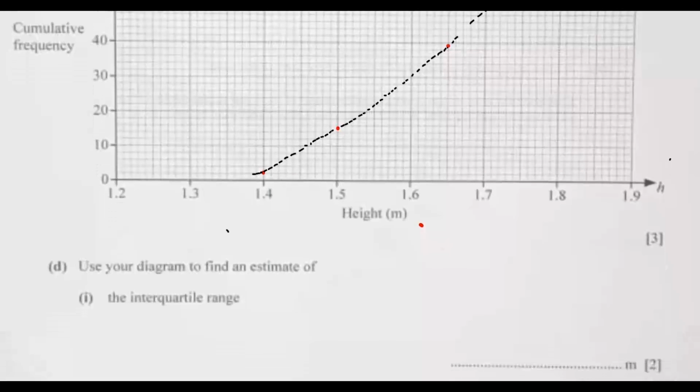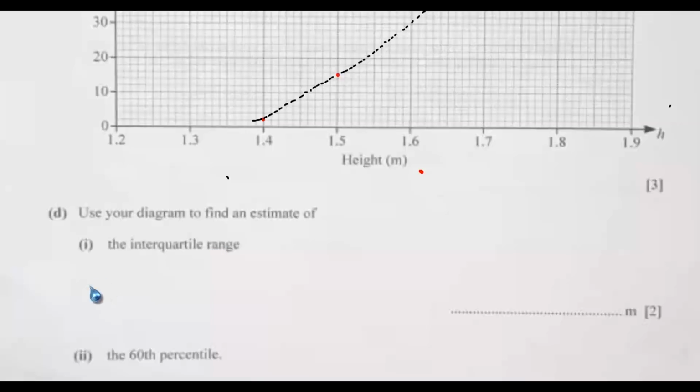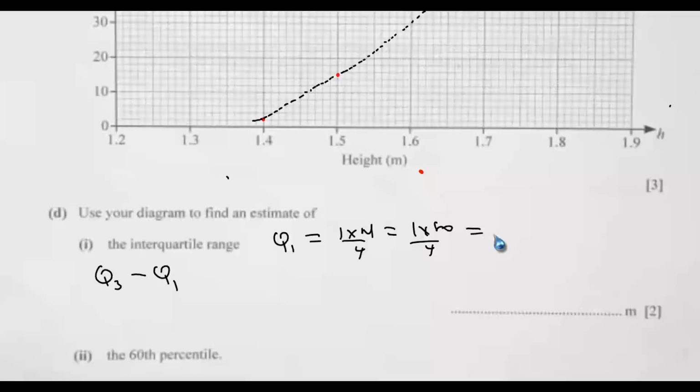Use your diagram to find an estimate of the interquartile range. So the interquartile range will be Q3 minus Q1. Q3 is the upper quartile and Q1 is the lower quartile. To get Q1, the position of the first quartile will be 1 times n over 4. In this case, n is equal to 80. So it will be 1 times 80 over 4, which is equal to 20. So that's the 20th position.